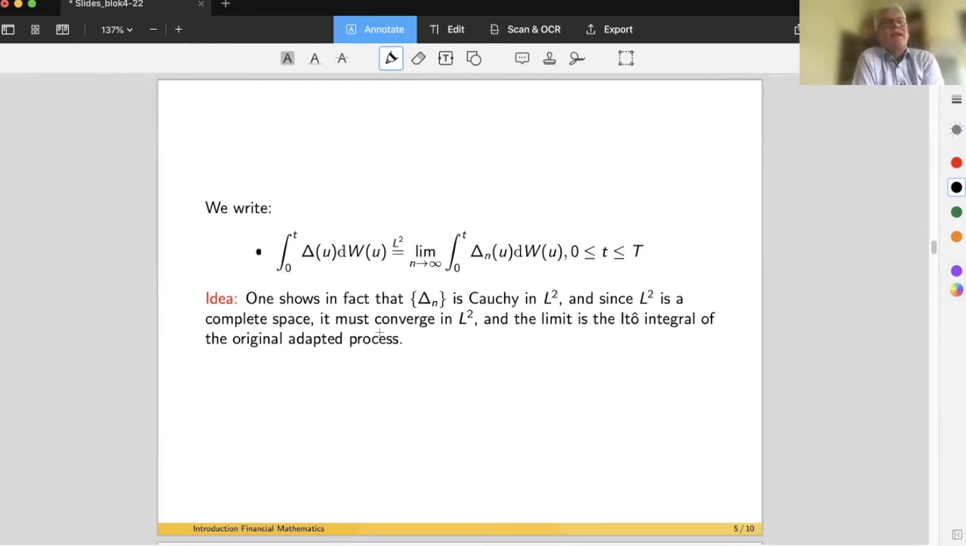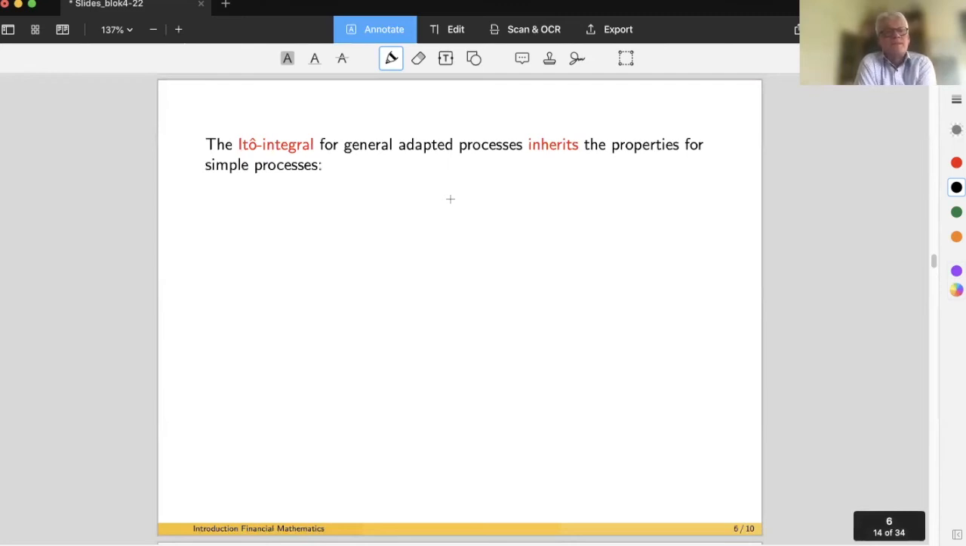The most important thing here for us is that these are simple processes. And simple processes have really nice properties. So we will be looking at the L2 limit under the technical condition imposed. And that allows us to extend all the properties that we have for simple processes to these more general Ito integrals. And in fact, as mentioned, the Ito integral for these general adapted processes inherit the properties for the simple processes.